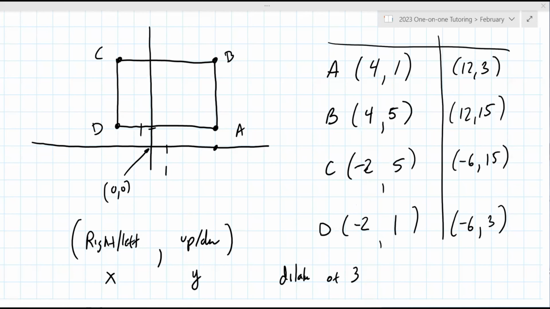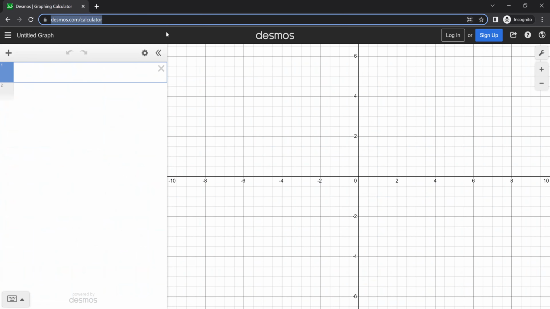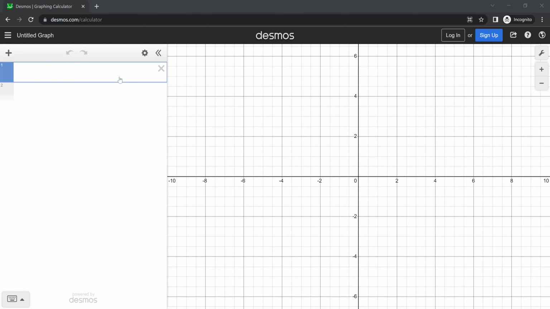Have you ever seen desmos.com/calculator? No. Okay, so I'm going to put a link to this in the chat. This is a really cool tool. It's actually not a calculator, it's a graphing tool. I don't know why they called it calculator, but that's beside the point.